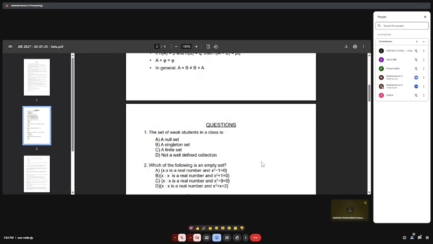What this means is that if you state two conditions, like here x is a real number and x square minus 1 equal to 0, it is the set of all values of x which satisfy both these conditions. It should be a real number and it should satisfy x square minus 1 equal to 0. It's a real number and it should satisfy x square plus 1 equal to 0. So, which is an empty set out of these?